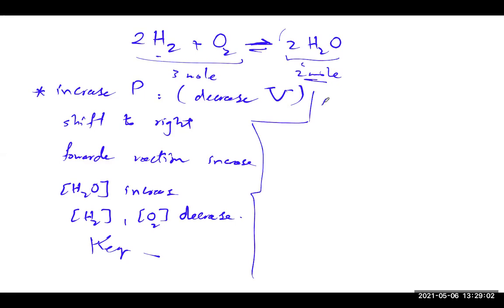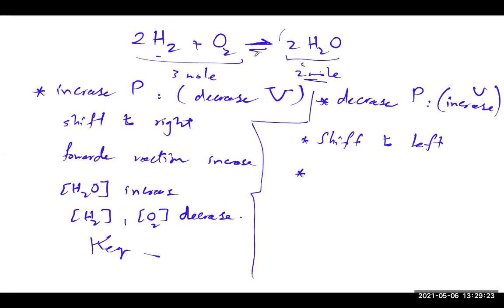So what will happen if we decrease pressure for the same reaction? Decreasing pressure means that we increase V. So if we decrease pressure, we will go to the side with the higher number of moles. So which side? It will be the left side. It will shift to the left.